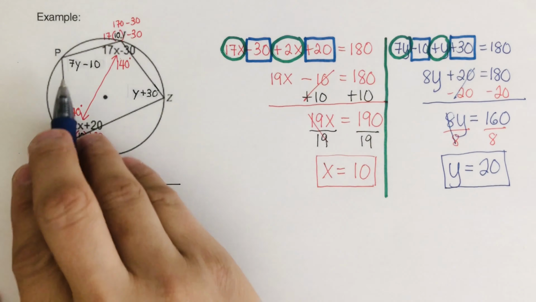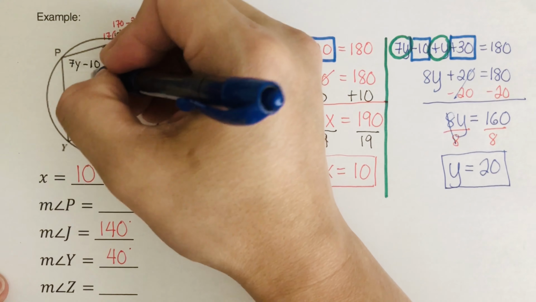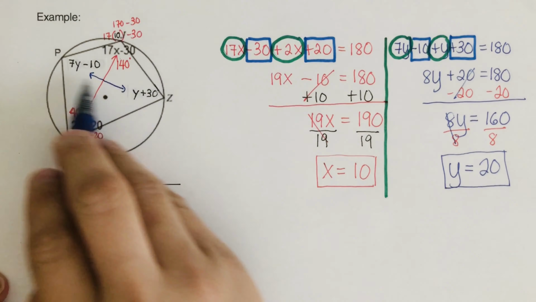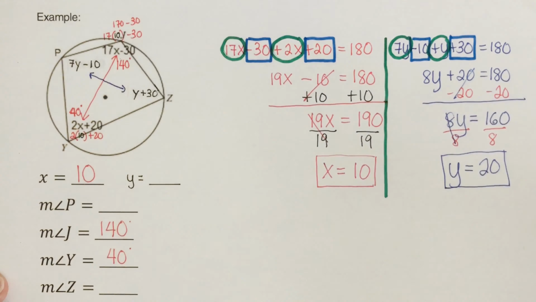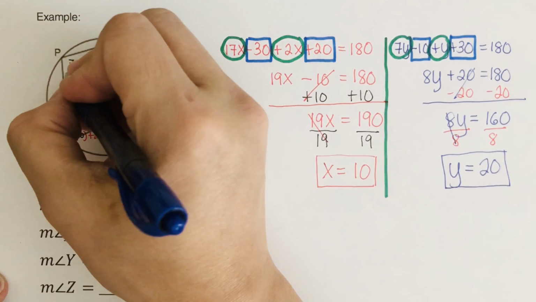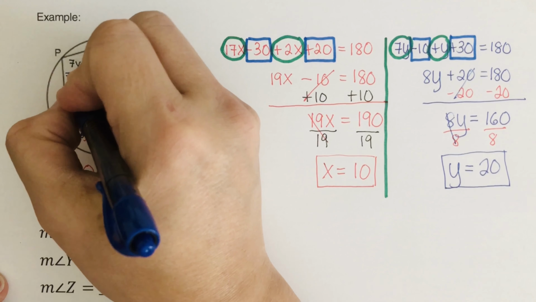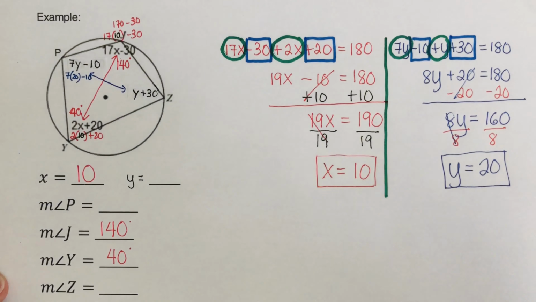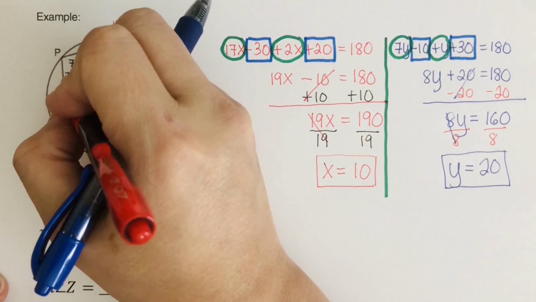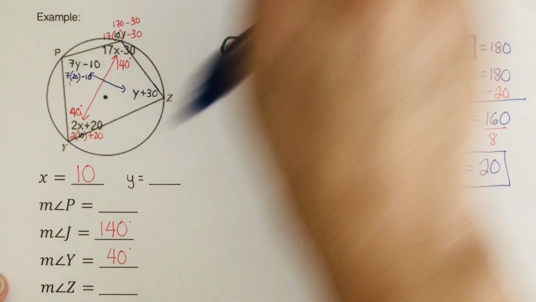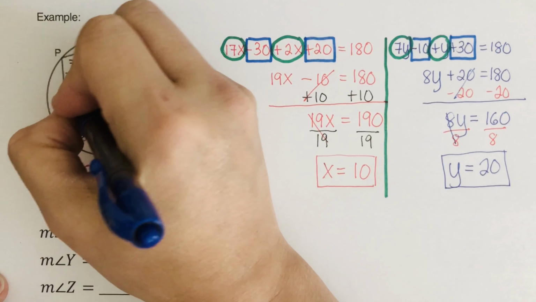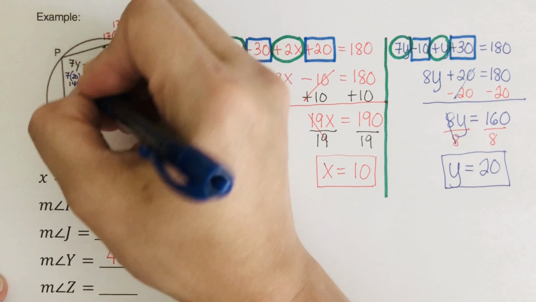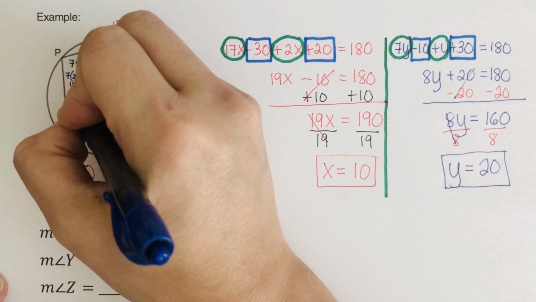So we go ahead and plug this in here. Again, these two should be paired up together since they are across from each other. So we can plug in the value for y. That would be 7 times 20 minus 10. So 7 times 20 is 140, and 140 minus 10 is 130. So this corner right here is 130.